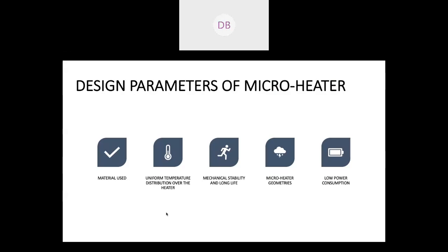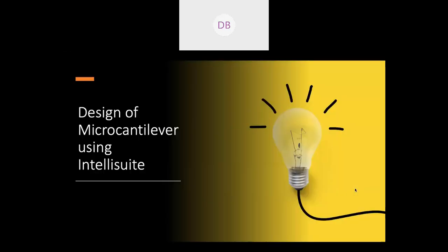So these are some of the parameters considered for designing a micro heater, as listed: the materials used, uniform temperature distribution of the heater, mechanical stability and long life, and micro heater geometries. We can optimize these parameters to produce a good micro heater for the specific application we are selecting. I will not touch much on this because most of you will not have knowledge of it.